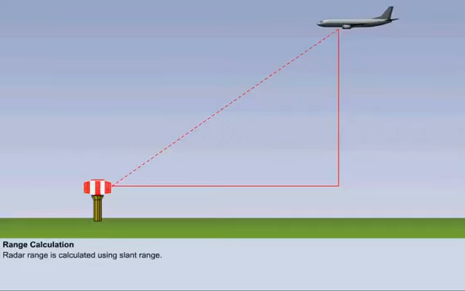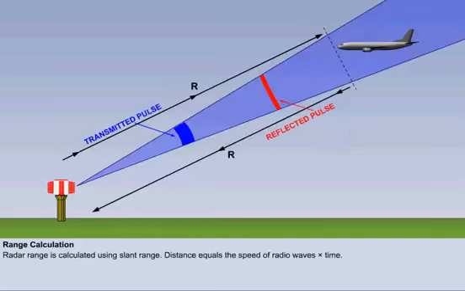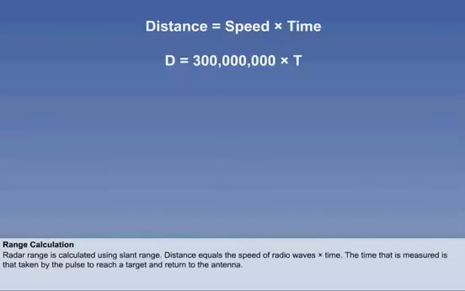Radar range is calculated using slant range, that is, from the ground station to the aircraft, not along the ground to below the aircraft. The distance to an object is found by timing the interval between the instant of the pulse's transmission and its return as an echo. Mathematically, the calculation is easy. Distance equals speed times time, and we know that speed is 3 times 10 to the power of 8 meters per second.